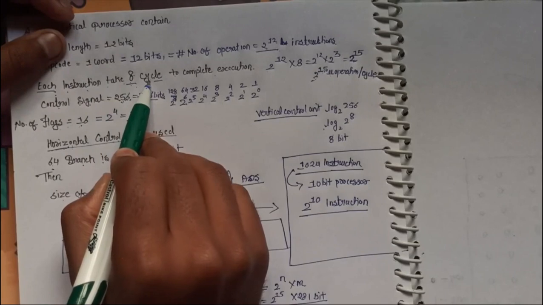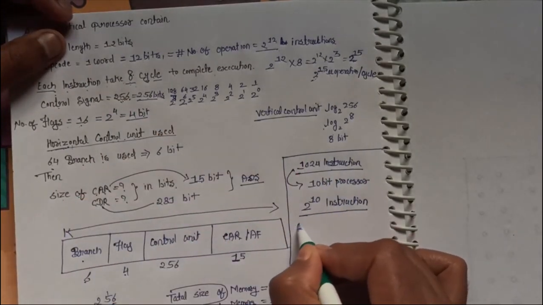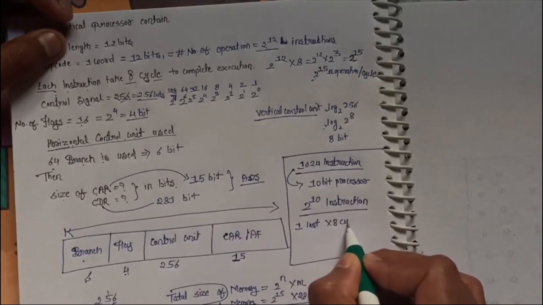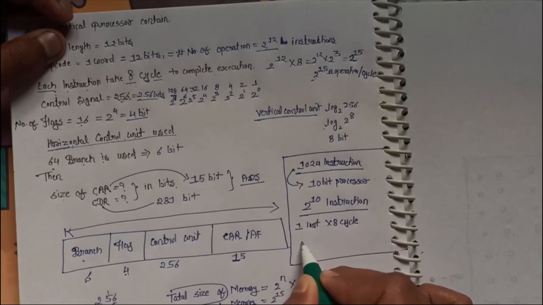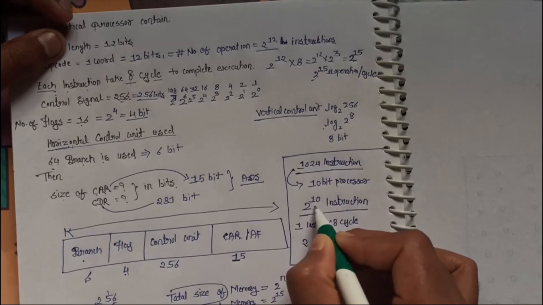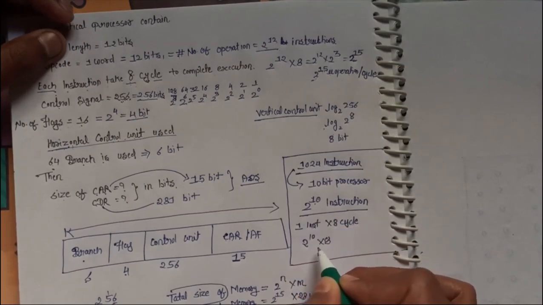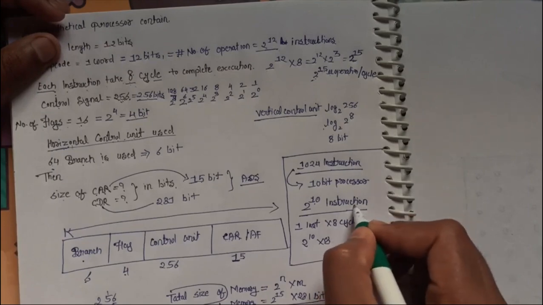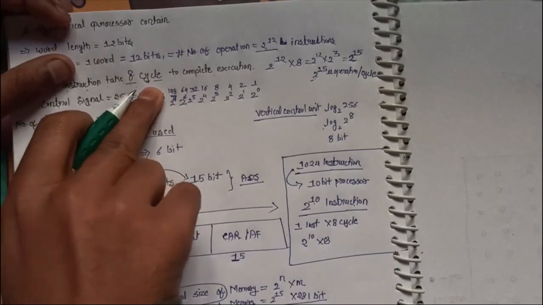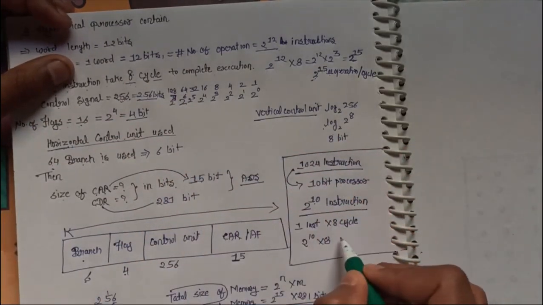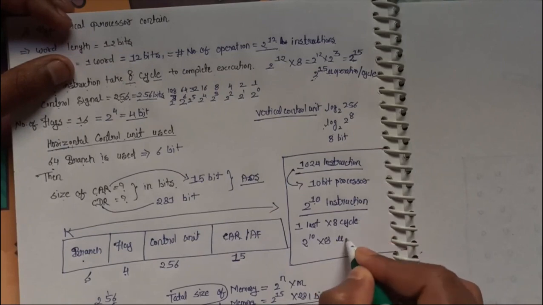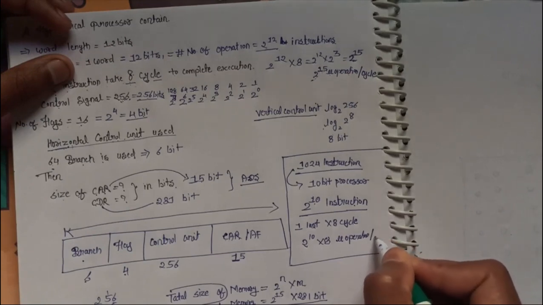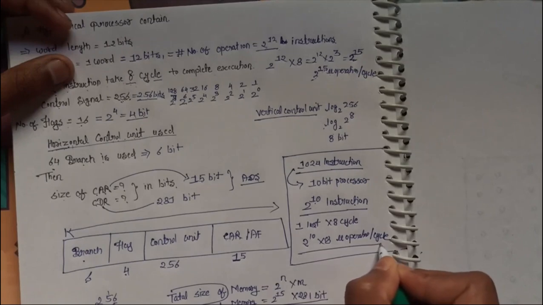And if we are given that each instruction takes 8 cycles, that means to execute one instruction we need 8 cycles. And we have 2 to the power 10 instructions. So I'm taking 2 to the power 10 instructions multiplied by 8. Now what will we call this? First of all it is instructions, and we are adding the cycles. That means now we are calculating micro instructions as well. So now it will be called micro operations, as you can see, instructions times cycles.